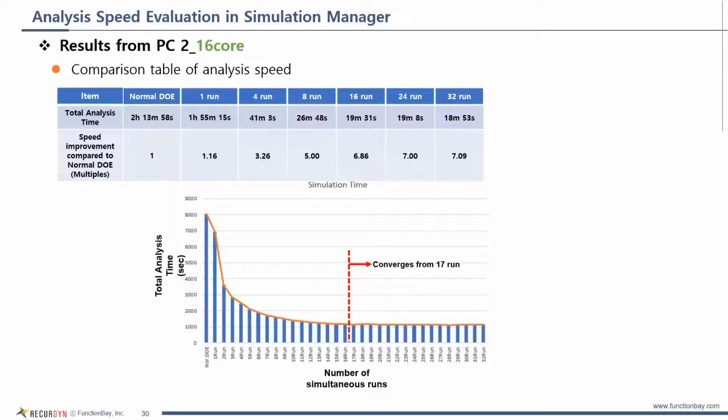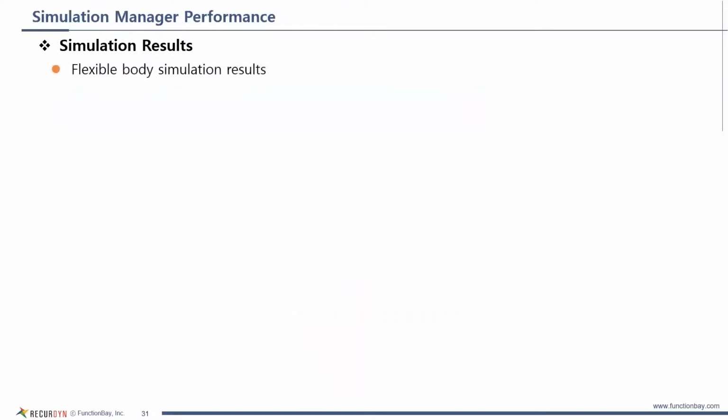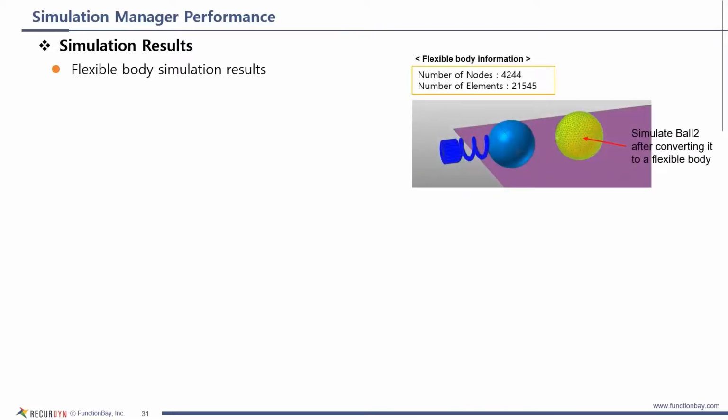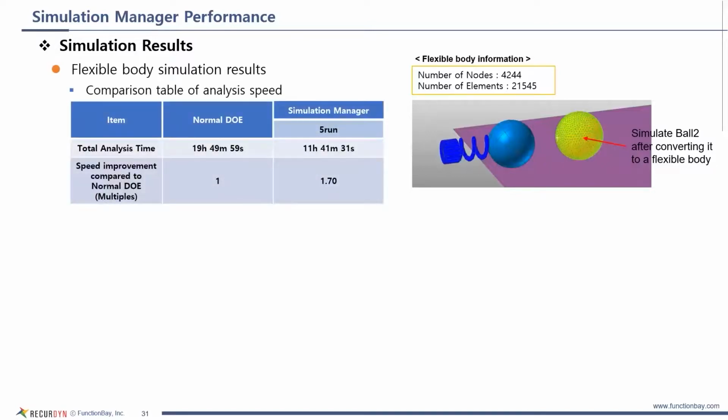The following are the simulation results of the flexible body model. Ball 2 was converted to a flexible body before simulating it, and the flexible body information on the number of nodes and elements can be found on the right. In this test case, when comparing the analysis speeds, the DOE using Simulation Manager shows a speed performance improvement of about 1.7 times compared to the normal DOE.